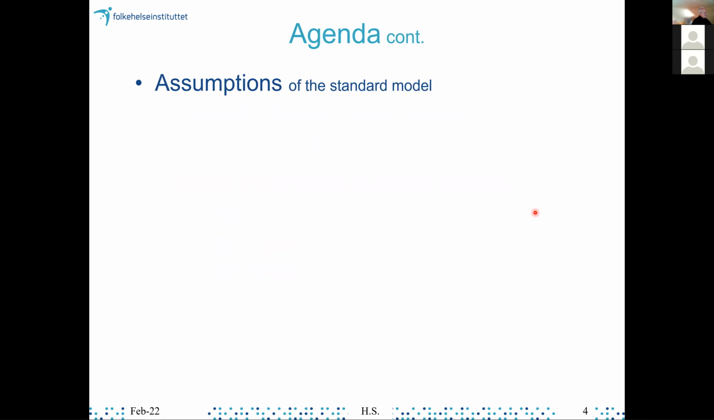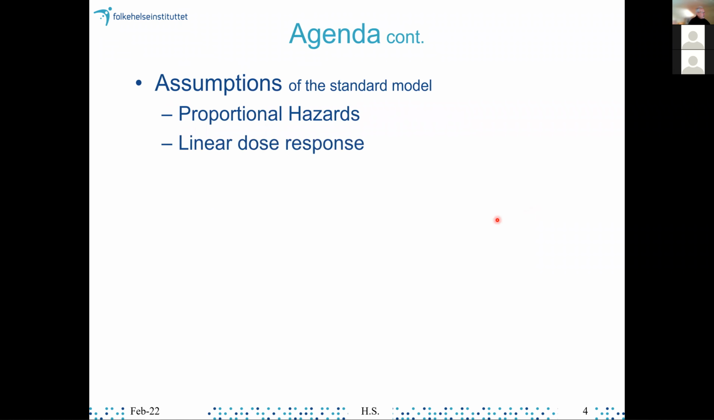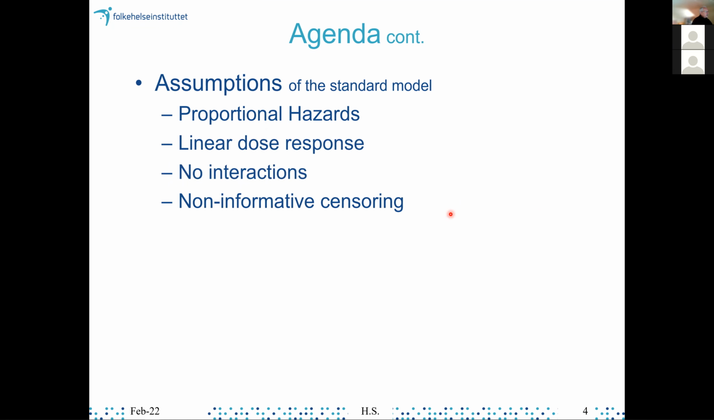Further, we will talk about assumptions of the standard model: proportional hazards, linear dose response, no interactions, and non-informative censoring. And we will only have time to focus on this first one, proportional hazards. But as always, these are assumptions of the standard model, and there are alternatives that we can use.